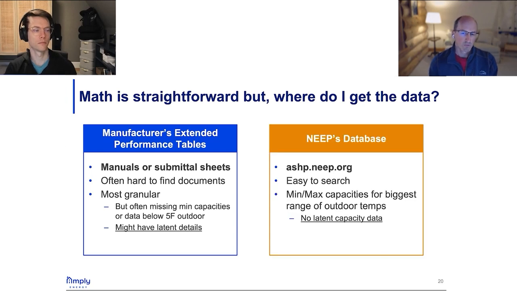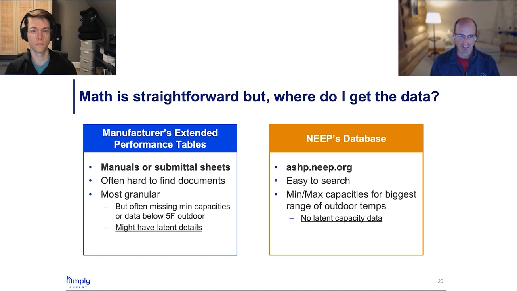There's a great additional resource from the Northeast Energy Efficiency Partnership, NEEP. They have the air source heat pump tool that allows you to easily search thousands of pieces of equipment to get the min and max capacities at the biggest range of outdoor temperatures, particularly for those heating temperatures. The big gap on NEEP's database is that as of today, it doesn't have any latent capacity data. Although there are rumors that they are working on that.